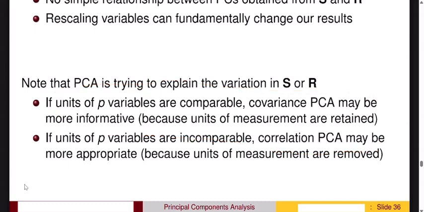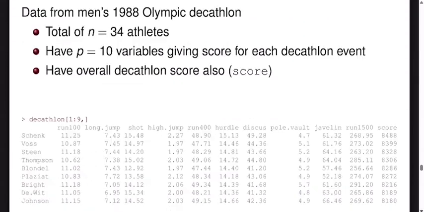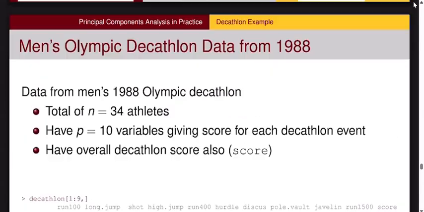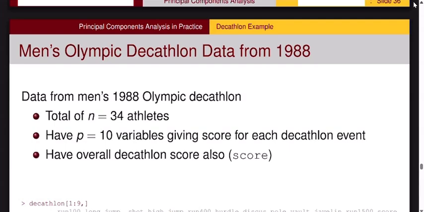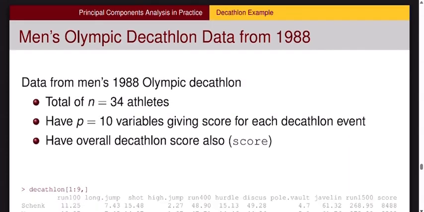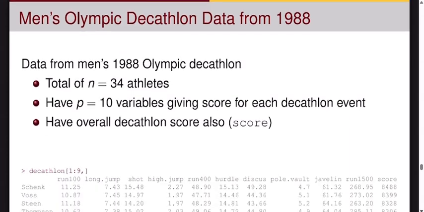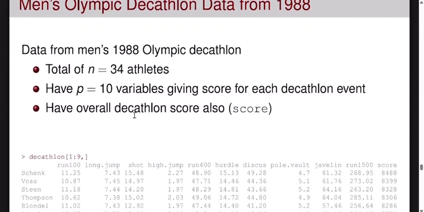I think it's best time we go into an example. Let's take a look at an example, and I want the example to come from the men's Olympic decathlon data from 1988. We have 34 athletes and 10 variables. These athletes have participated in 10 different events. That's what I mean by decathlon in the Olympics. These are the events. This is the data structure.